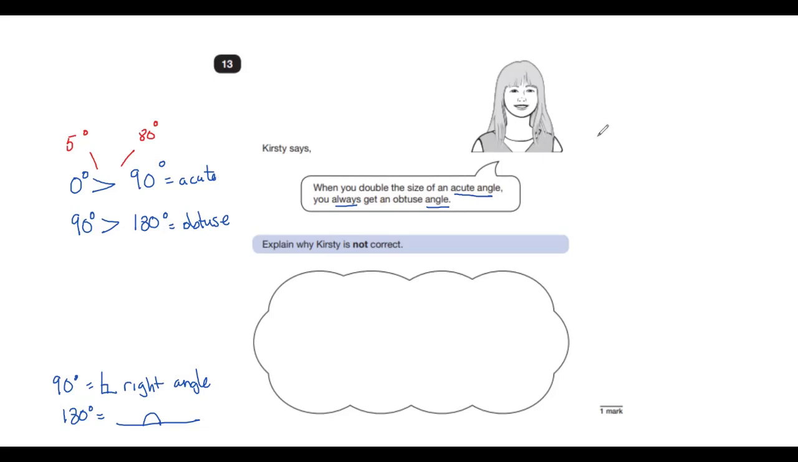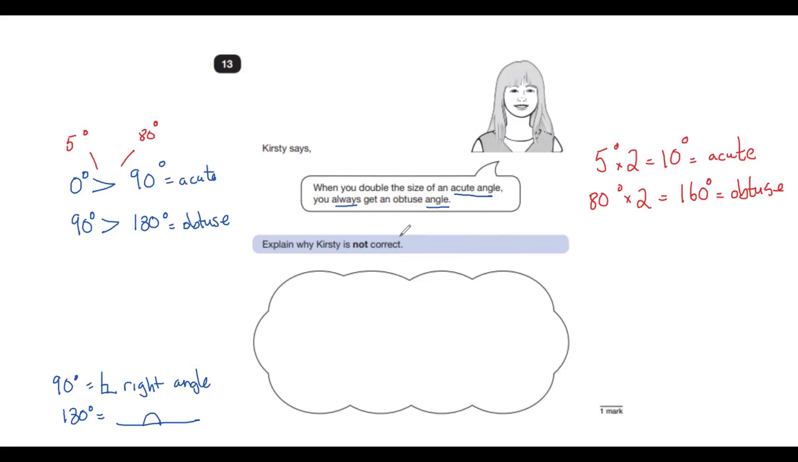Our 5 degrees angle, our acute angle, if we double this, we get 10 degrees. And 10 degrees is still an acute angle. So we can see already that Kirsty is not correct. However, if we pick an angle like 80 degrees, an acute angle, and we double that, we get 160 degrees, which is an obtuse angle because it's greater than 90 and less than 180.